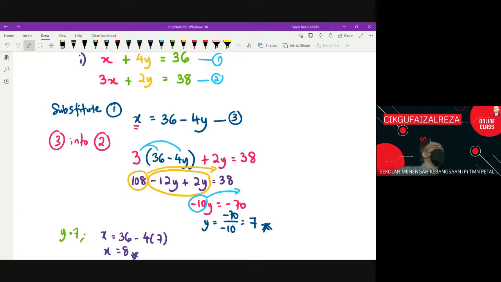If you use the second linear equation also, you are going to get the same. 3 times 8 is 24, plus 2 times 7 is 14, you are going to get 38. Am I right? Yes. So your values here are correct for x and y. This is for substitution. The other method?